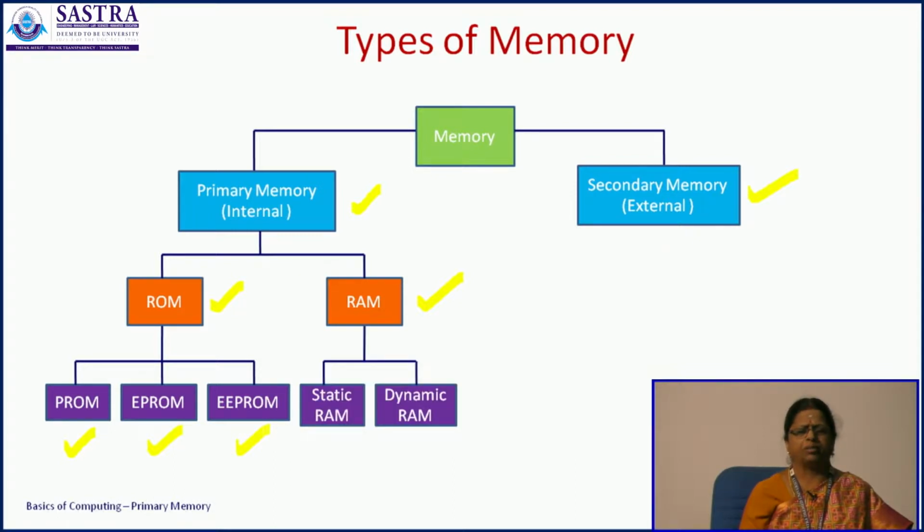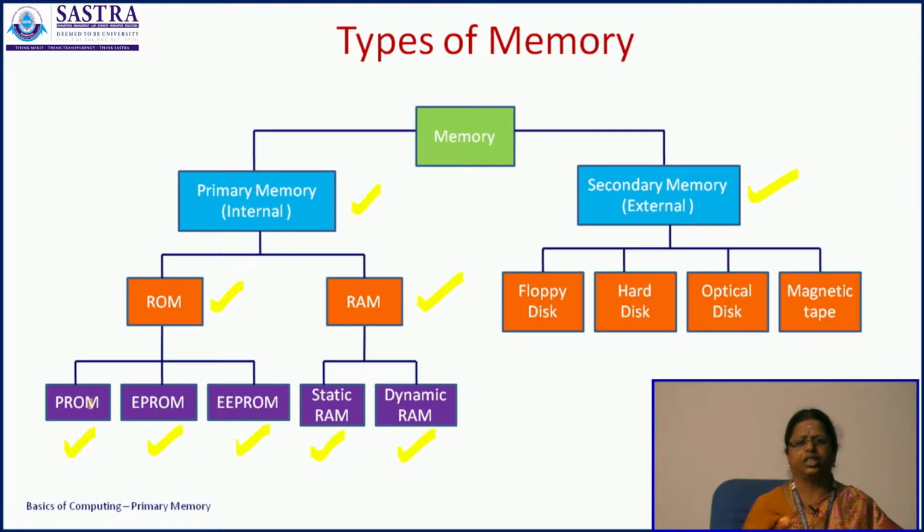We have two types of RAM, namely static RAM and dynamic RAM. The secondary memory is further classified into floppy disk, hard disk, optical disk and magnetic tape. The optical disks are classified further into CDs and DVDs. These are the different types of memory based upon whether the storage is temporary or permanent.